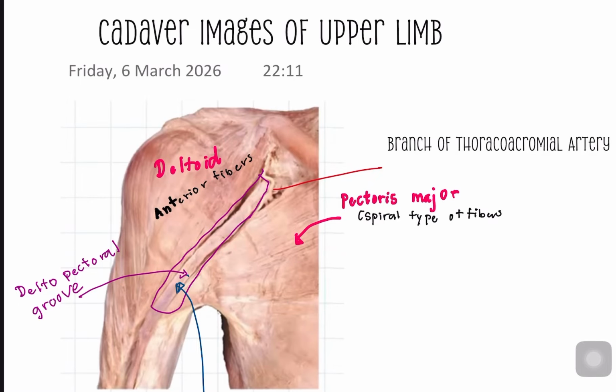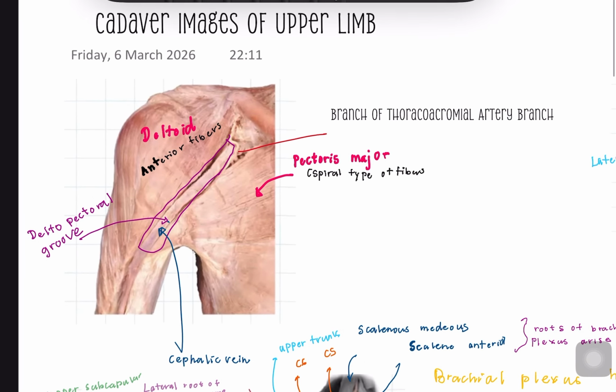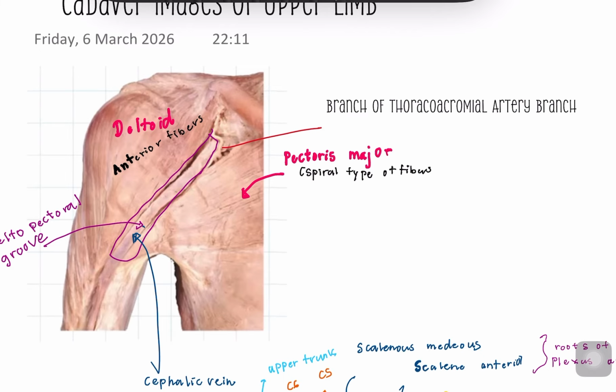For today, we are going to learn about the upper limb. So, upper limb, as you all know, we have the axilla part and the pectoral region, which consists of pectoralis major, pectoralis minor. So, first we'll talk about the deltoid.